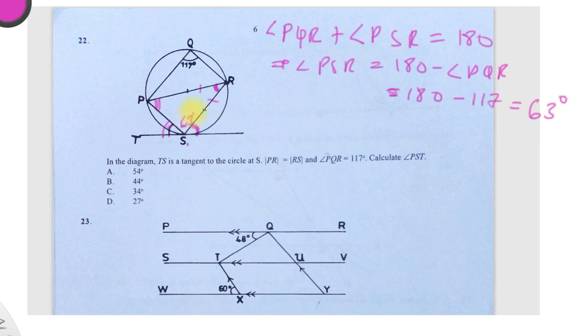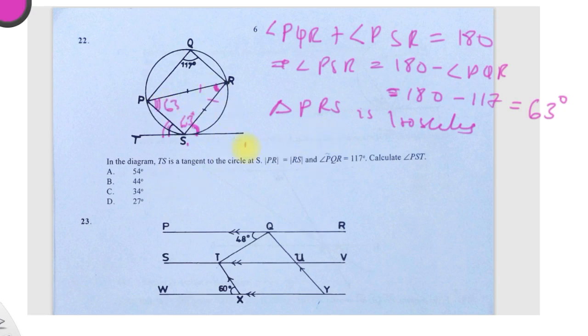Okay, so since this angle is 63, look at this triangle PRS. For this triangle, the length PR is equal to the length SR. Therefore, triangle PRS is isosceles. Therefore, the base angles are equal. So if this is 63, then this one is also 63. So this means that this angle is 63, but that's not what we are looking for. We are looking for this angle.